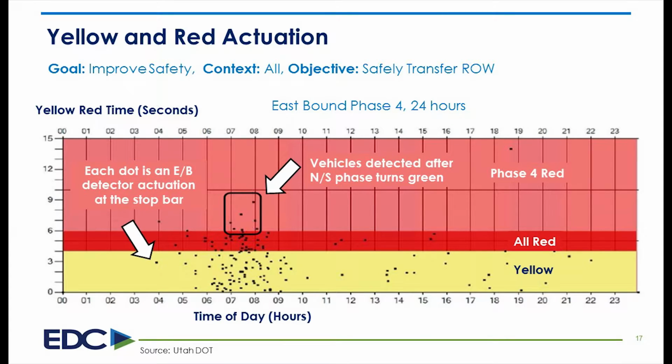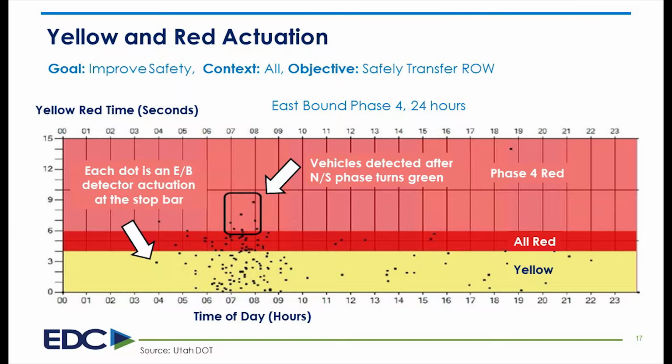To give you an example of how this works, this data actually came from Utah DOT, and of course the goal is safety, the context is all, and the objective is to safely transfer right-of-way. This is a diagram of a signalized approach, for an eastbound phase 2, and this is 24 hours of data. Along the bottom axis is 24 hours. The vertical axis is the time in this eastbound phase, showing the first 15 seconds of that phase. And this is every time this traffic signal serves the eastbound phase, we've collected that data.